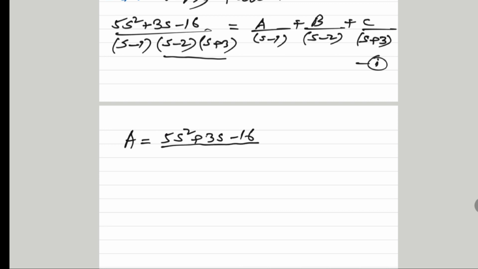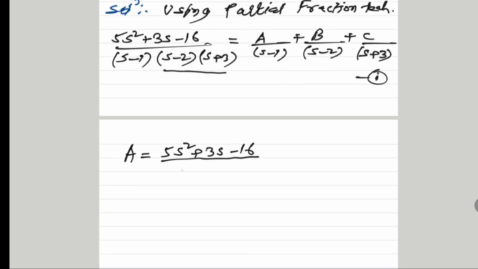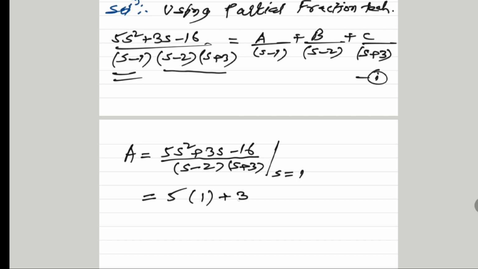neglecting that s minus 1, the remaining terms are s minus 2 and s plus 3 at s is equal to 1. Equating this s minus 1 to 0, we get s is equal to 1. And then substituting this value, we get 5 into 1 square is 1, 3 into 1 we get 3, minus 16, divided by 1 minus 2 we get minus 1, and 1 plus 3 we get 4.